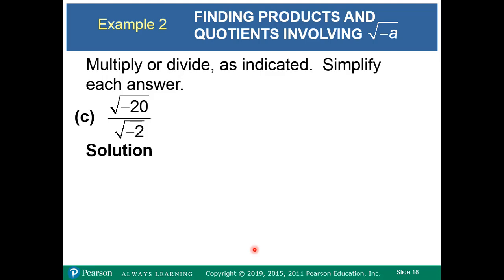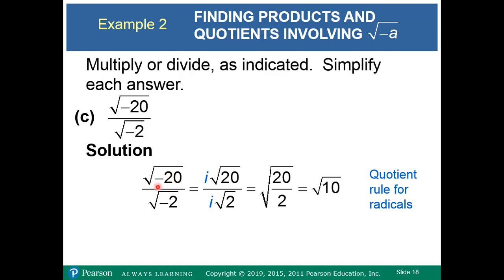Now let's do the same thing when we're dividing. Again, we're going to change these two in terms of i. So this becomes i times the square root of 20 over i times the square root of 2. Now the i divided by i cancels out, and this equals 1. And now we can use the property of radicals and combine the radicals, the quotient under the radical. And what do we get? We get 10, so we get the square root of 10.